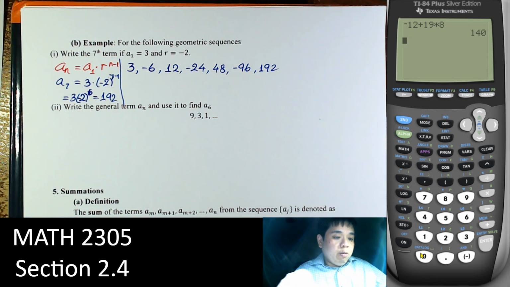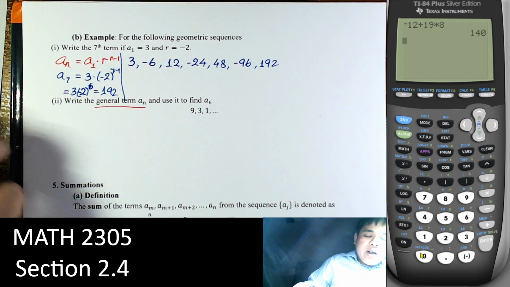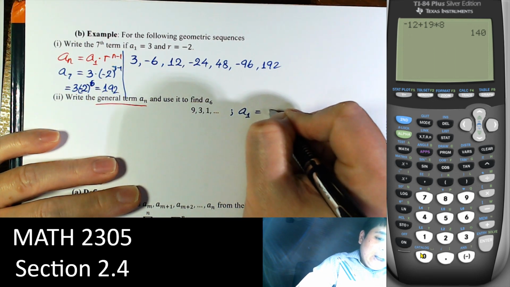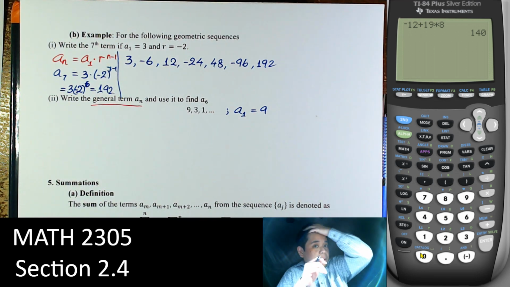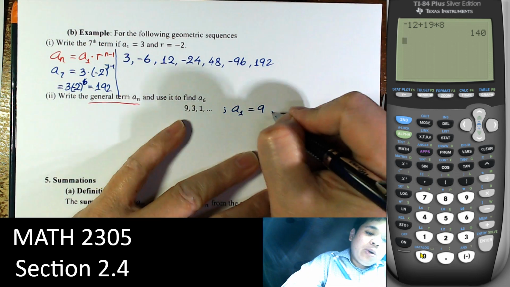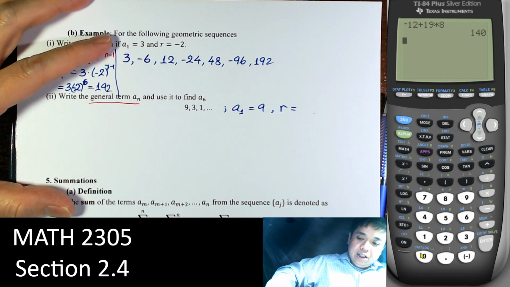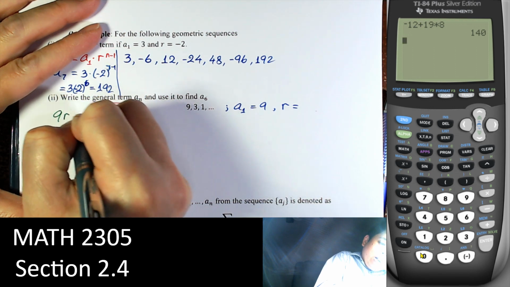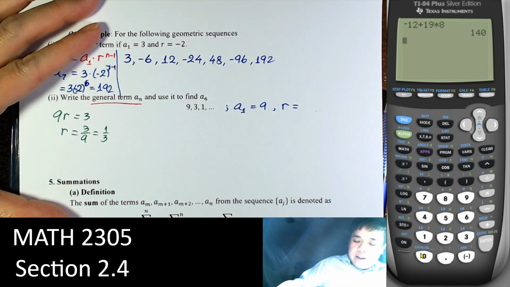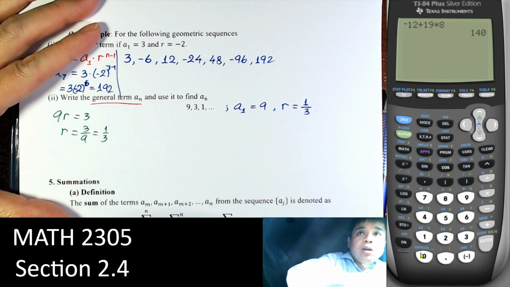Next, write the general term and use it to find a sub 6 for this sequence. For this sequence, we know we start from the first term, which is 9, and to get from this to the next, we need to multiply by something to get from 9 to 3, and multiply the same thing from 3 to 1. So in that case, the ratio, if we multiply, so we say 9 times something is equal to 3, so r is equal to 3 over 9, which is 1 over 3.